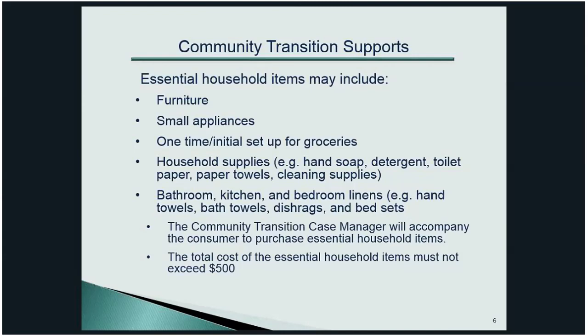So a little bit more about the essential household items. That might include things like furniture, small appliances. It could be the first initial setup for groceries, household supplies like hand soap, detergent, toilet paper, bathroom and kitchen linens. The community transition case manager will accompany the consumer to purchase these types of items, and the total cost of the essential household items must not exceed $500. So the transition supports altogether, the limit currently is set at $5,000, and then the essential household items would be at $500.